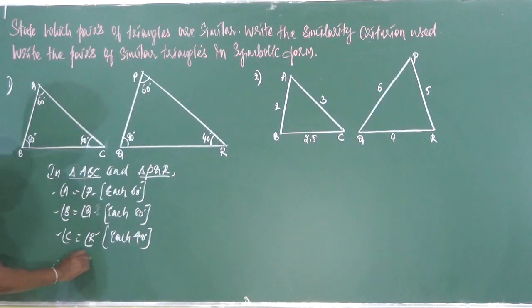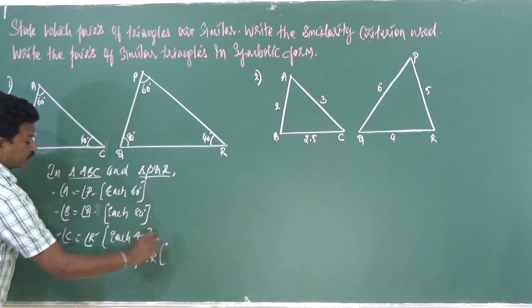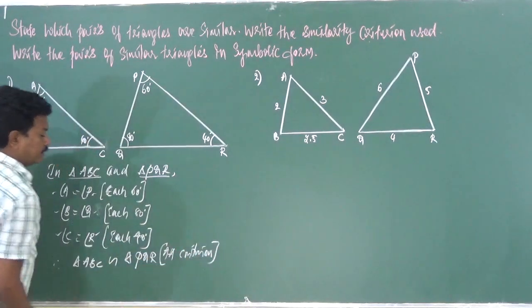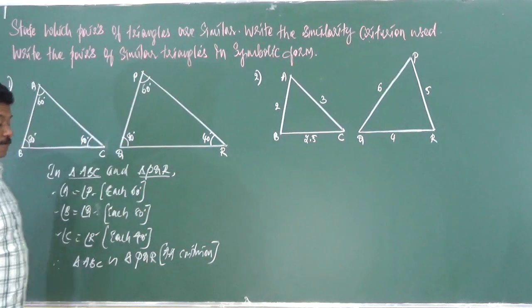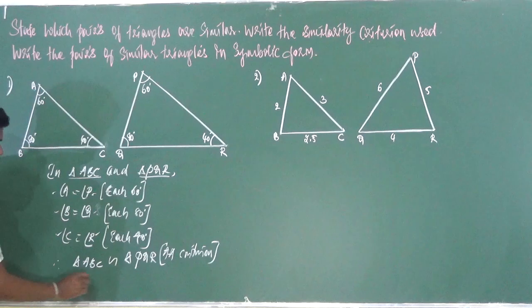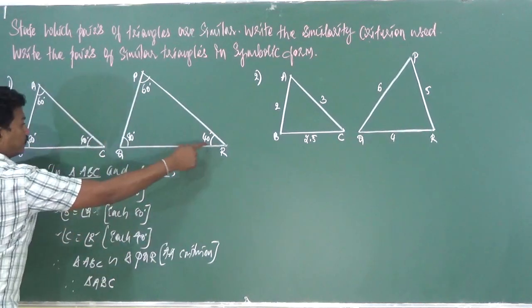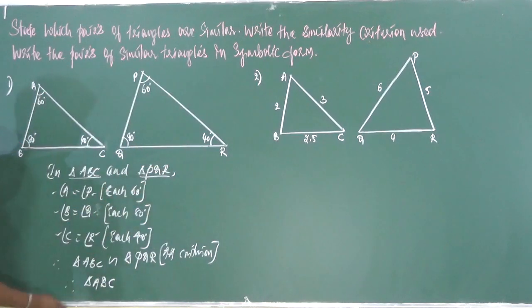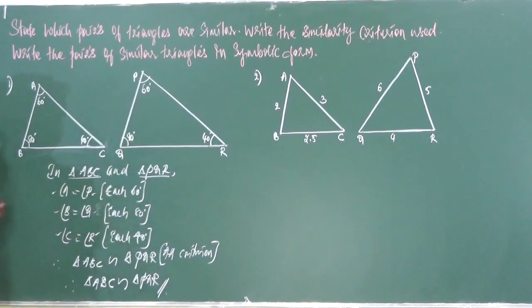So therefore triangle ABC is similar to triangle PQR. So you have to write the criterion. It is the AA criterion we are using here, and we have to write the pairs of similar triangles in symbolic form. So let us write it. Triangle ABC, see, vertex A is 60 degrees, 60, 80 and 80, 40 and 40. So therefore triangle ABC is similar to triangle PQR. So this is how we have to conclude.